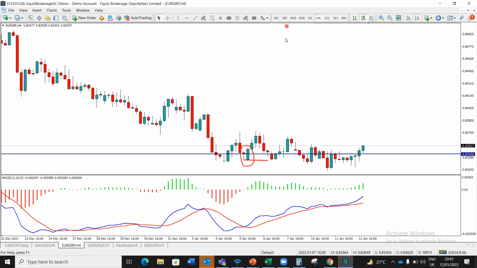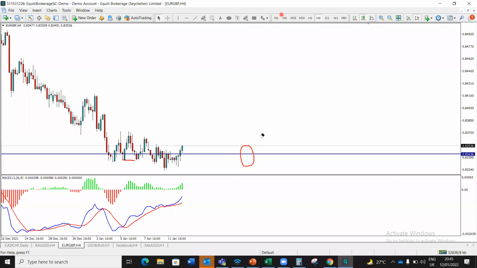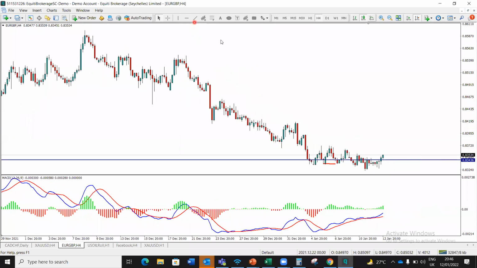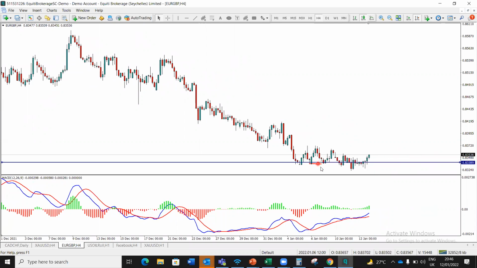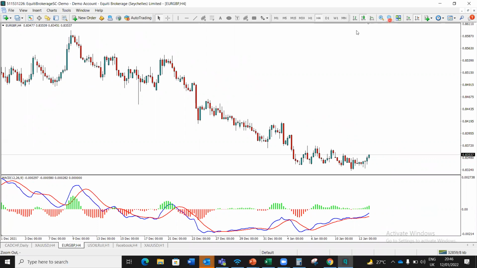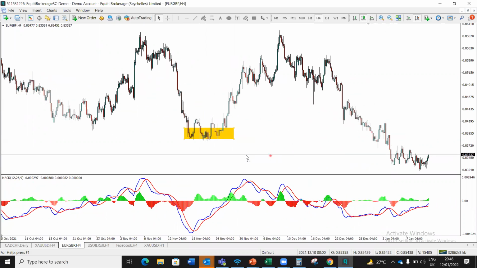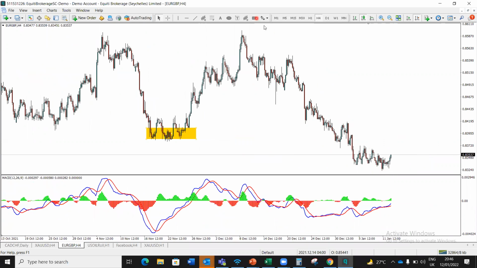And the most beautiful thing is that this is found at the end of a downtrend. So this signaled a bullish movement and it is found at the end of a downtrend. If you watch this, this is a major support zone.